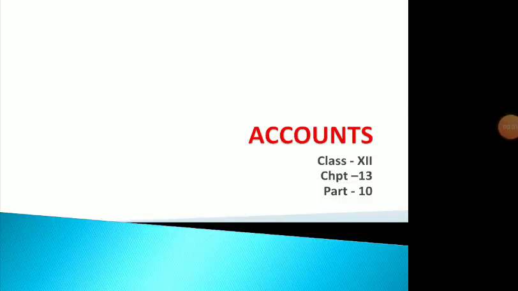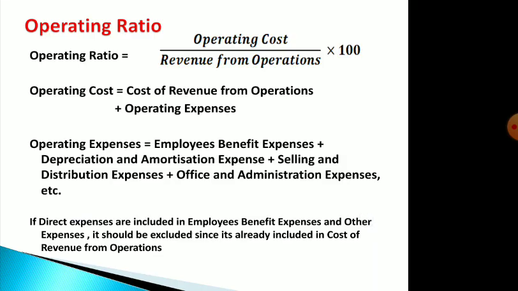This is a video on Class 12 Accounts, Chapter 13, Ratio Analysis. Today we are going to discuss the operating ratio. Operating ratio is a relationship between operating cost and revenue from operations, also known as net sales, into 100. That means this ratio is expressed as a percentage.